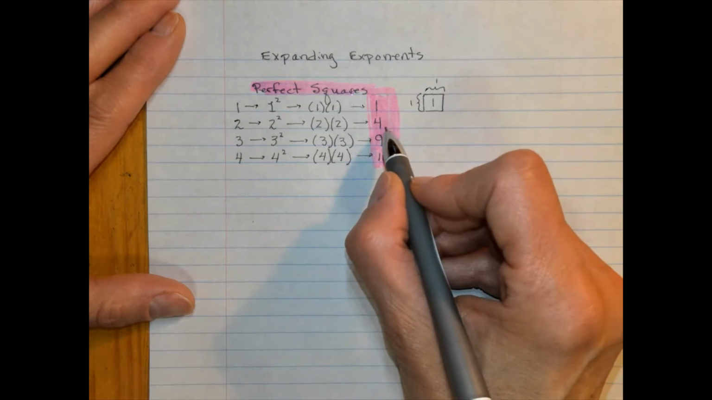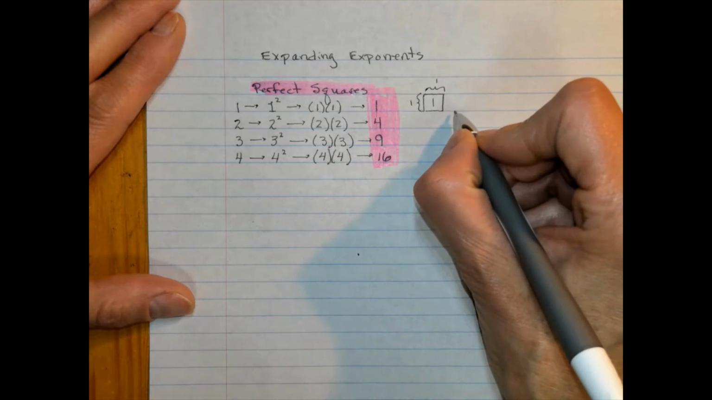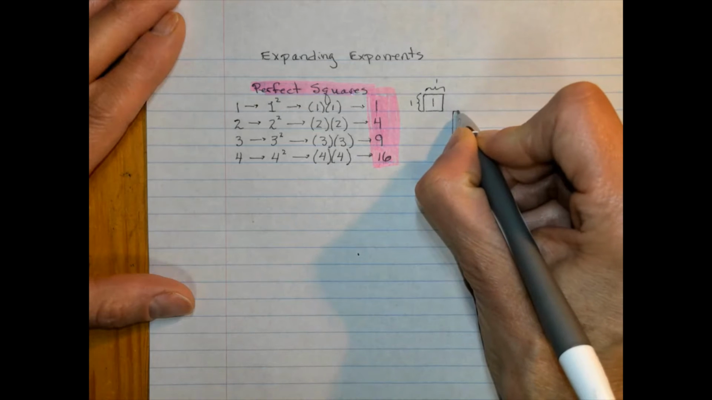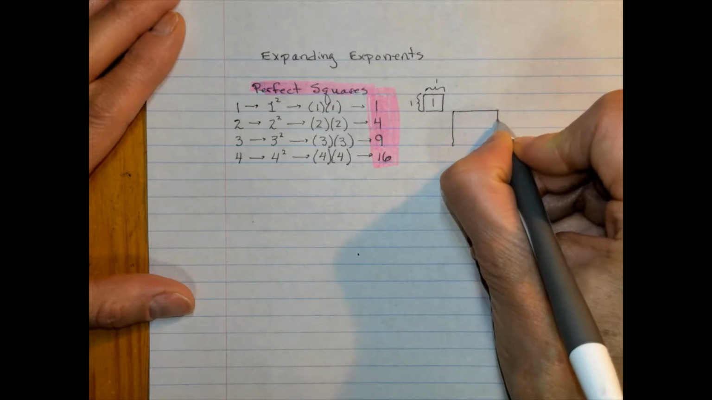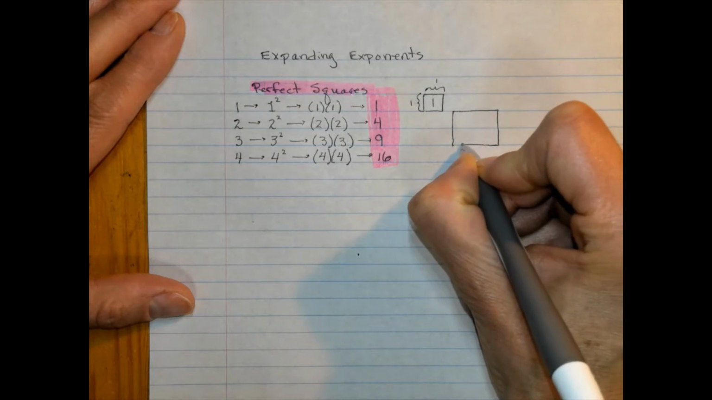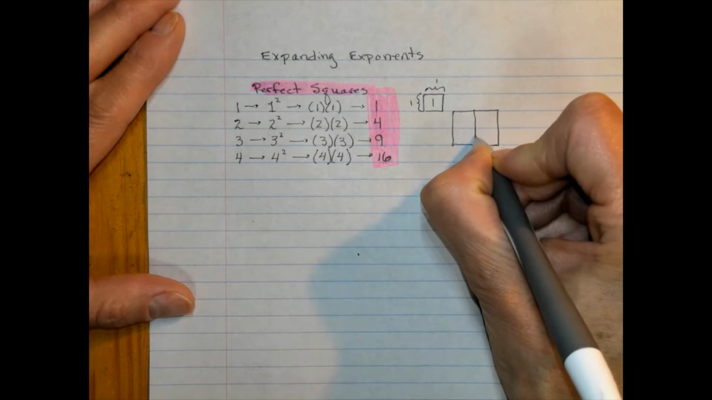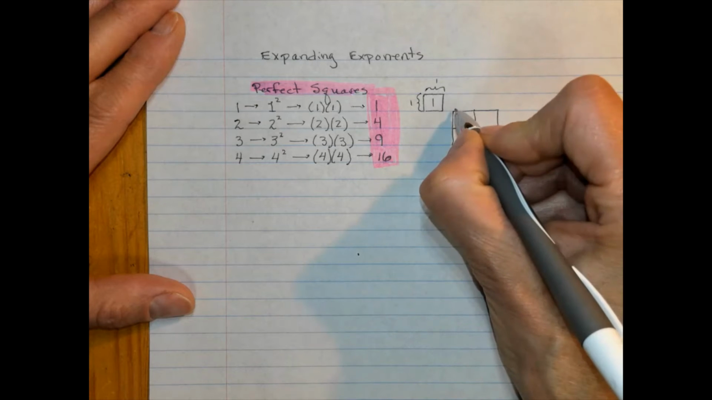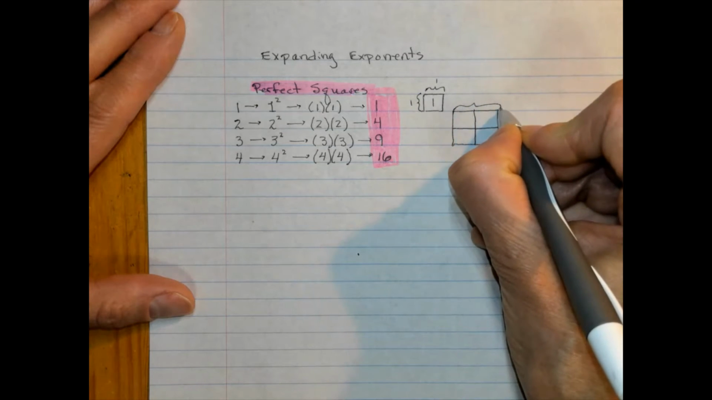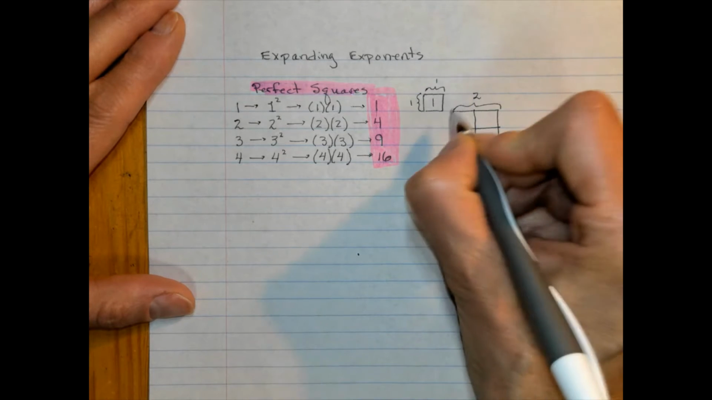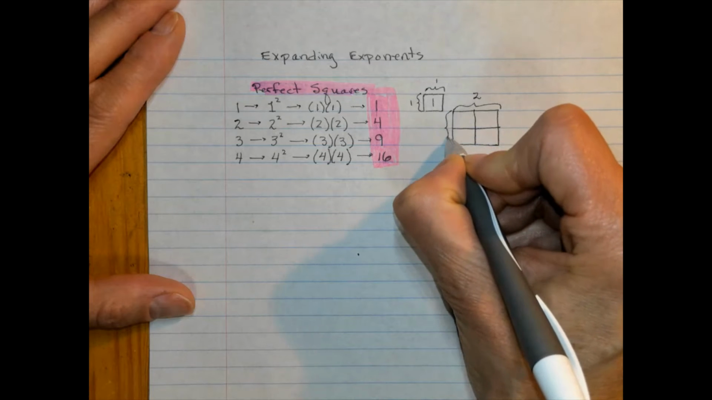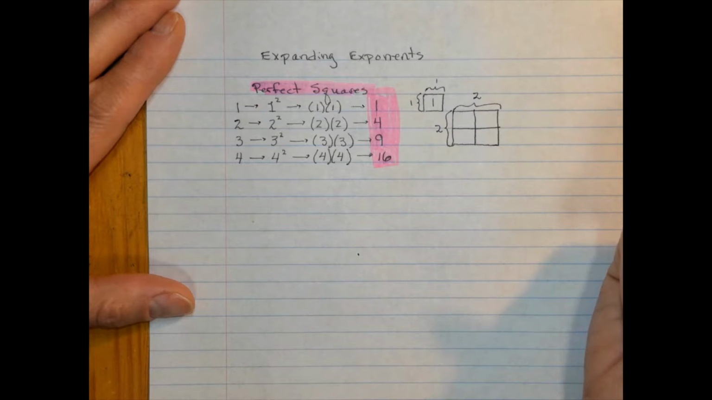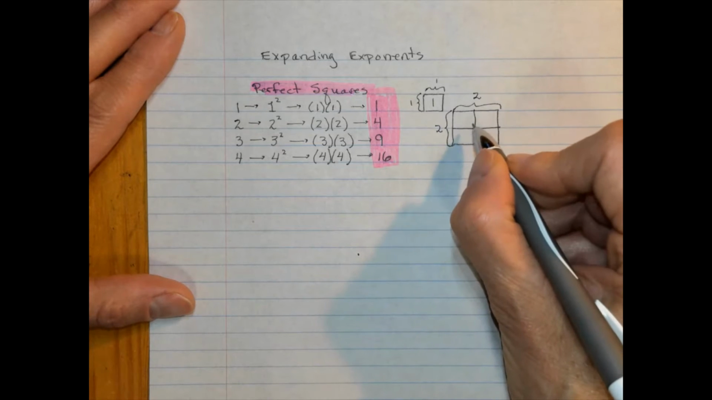If I were to look at 4 as a perfect square, what does that mean? That means I have 2 on this side and 2 on this side. So I'm going to segment it like that. So this side is 2 in length, and this side is 2 in length. So that gives me an area of 4.